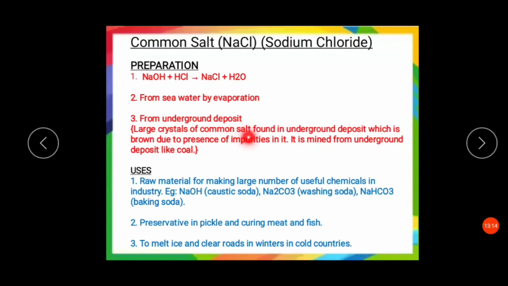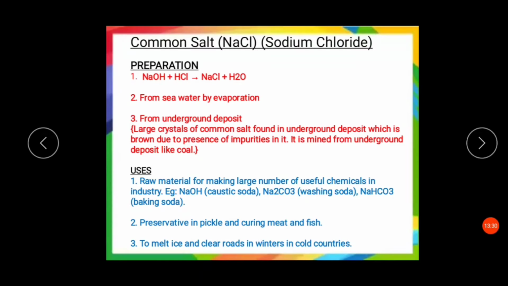Large crystals of common salt are found in underground deposits, which are brown due to the presence of impurities in it. It is mined from underground deposits like coal. So it is also obtained from underground deposits.